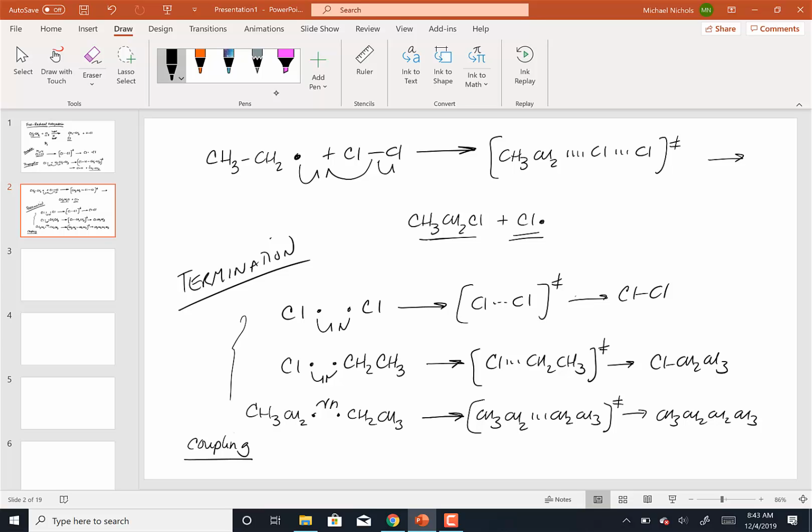At this point, what I would normally do is give this as a take-home problem. But since I stupidly said it wasn't going to be on Monday's exam, I'll hold off on that until next week. So that's the mechanism by which the free radical reaction goes. And honestly, that's pretty straightforward.